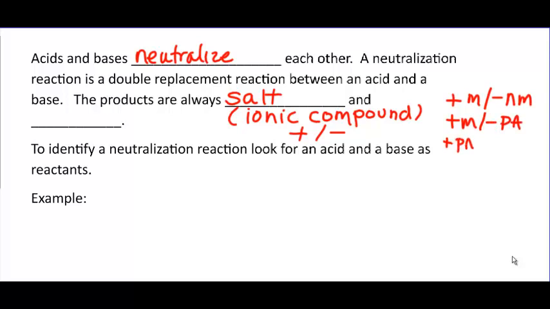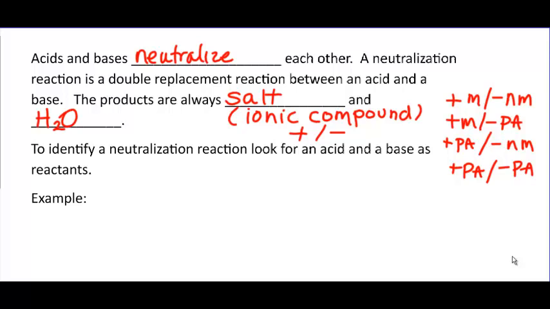Plus polyatomic, very rare that you see this one. Negative nonmetal, or plus polyatomic, minus polyatomic. Any of those are salts, okay? Any of them. And you also make water. Okay? So you always make salt and water.